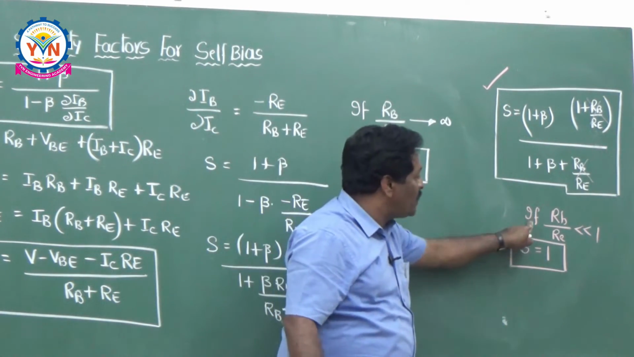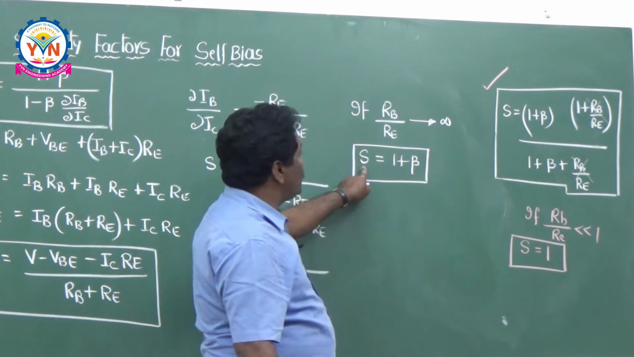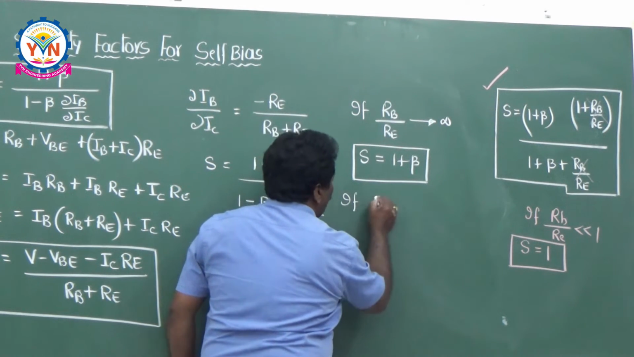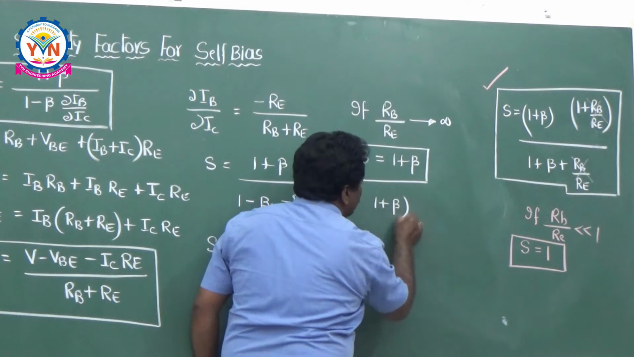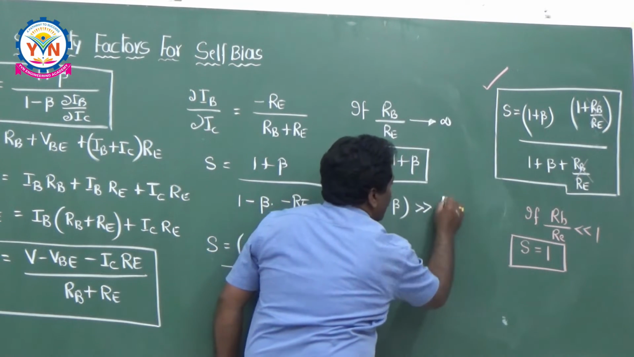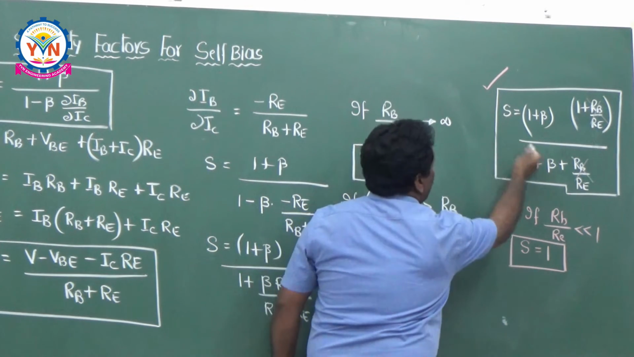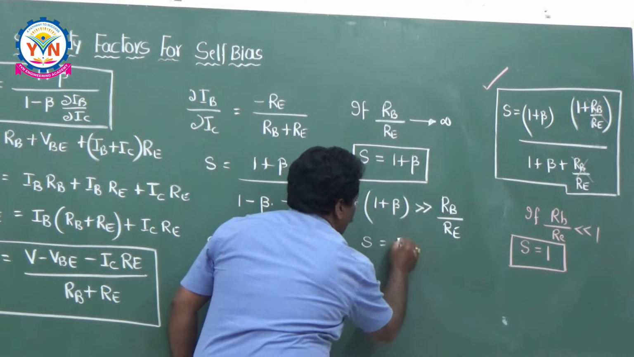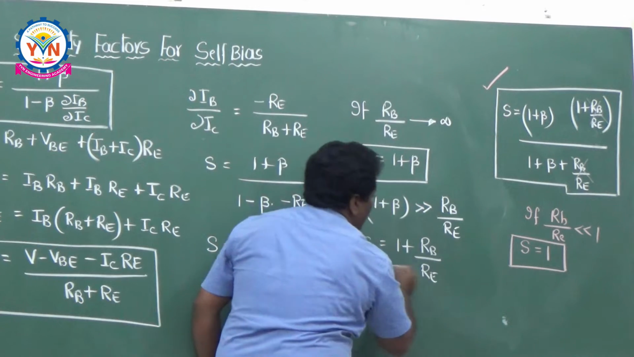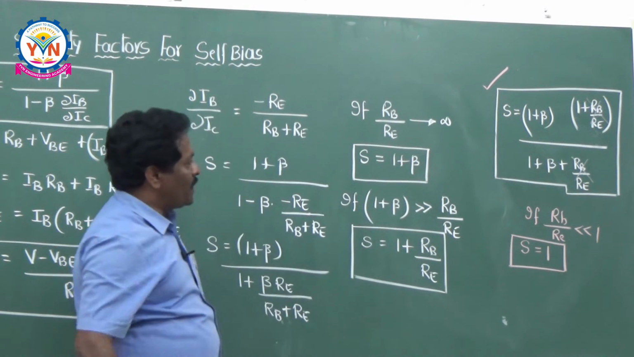Here, if you take the circuit, it is more stable, S is equal to 1. Whereas here, S is equal to 1 plus beta. And another approximation, if this 1 plus beta is very, very greater than this RB by RE value, then S is equal to 1 plus RB by RE. That means it is independent of this RB by RE.